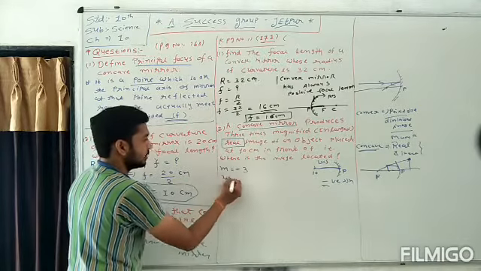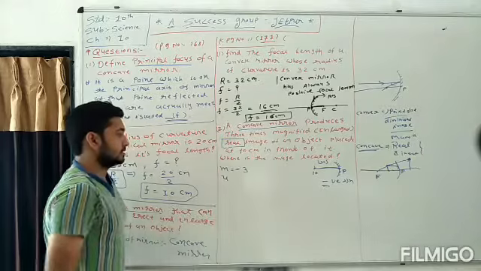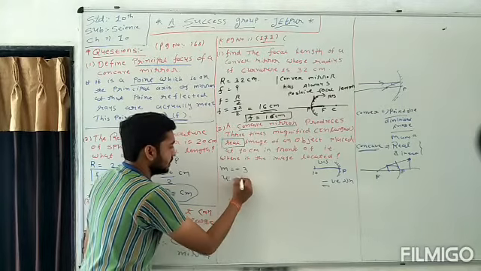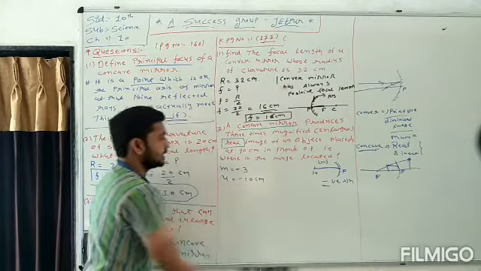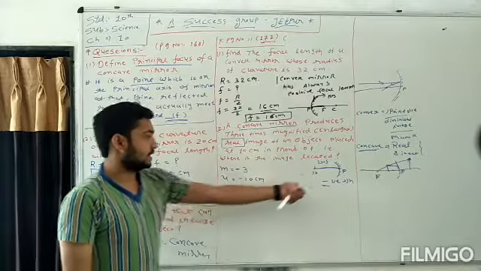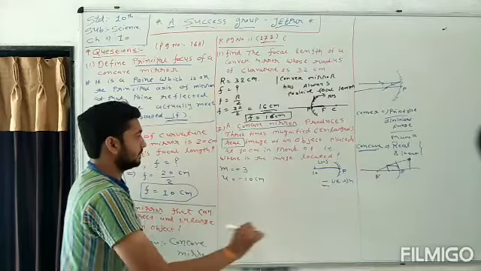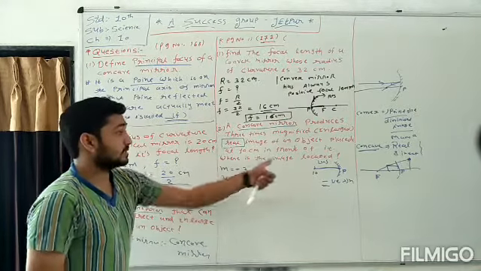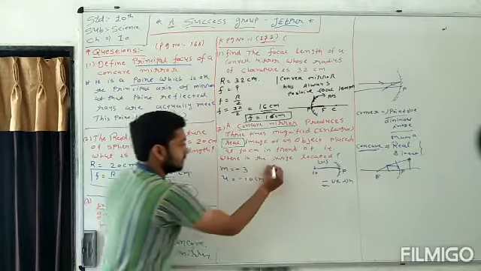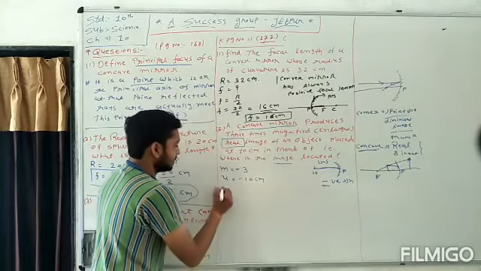Object distance: the object is placed at 10 centimeter, so it will be minus 10 centimeter. The minus sign indicates the left-hand side. Where is the image located? Image located means we have to find the image distance.